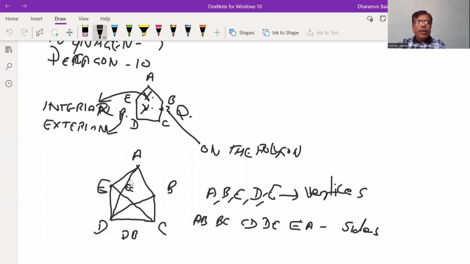So, today we will do till the sides, vertices and diagonals of the polygon. In the next lecture, I will tell you about the types of polygon: convex, concave, regular, irregular polygon, and angle sum property of polygon.